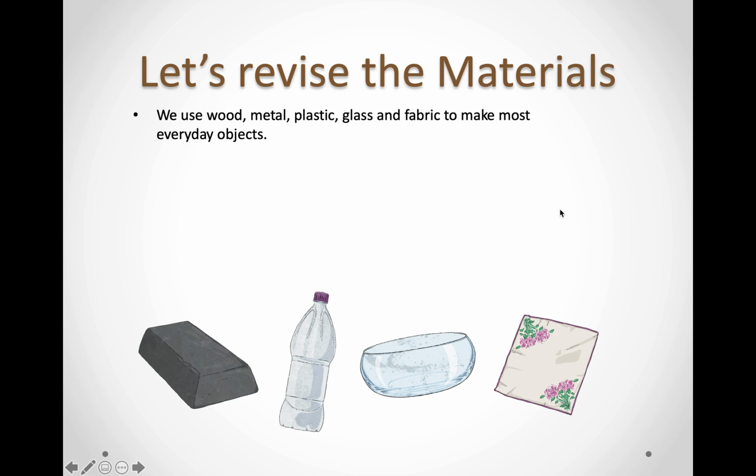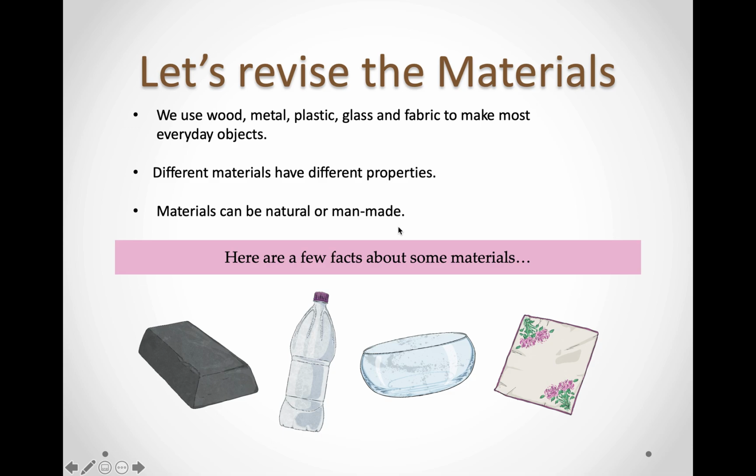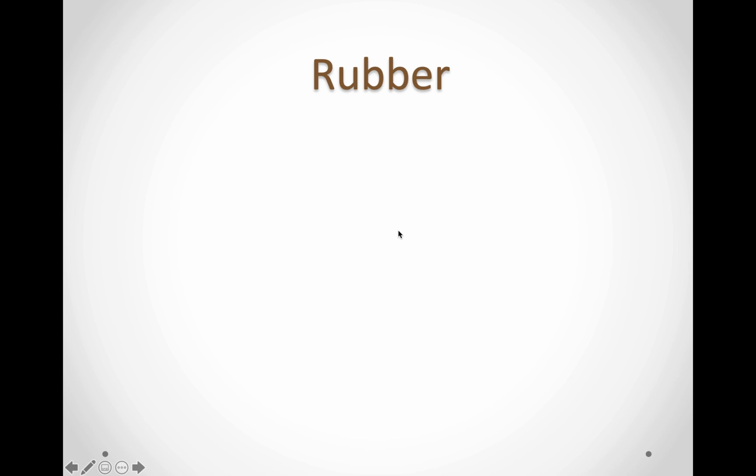Now we are going to look at different materials: metal, plastic, glass, and fabric. These materials are used to make most everyday objects. These different materials have different properties. Some materials can be natural and some materials can be man-made. Now we are going to look at some facts about different materials.